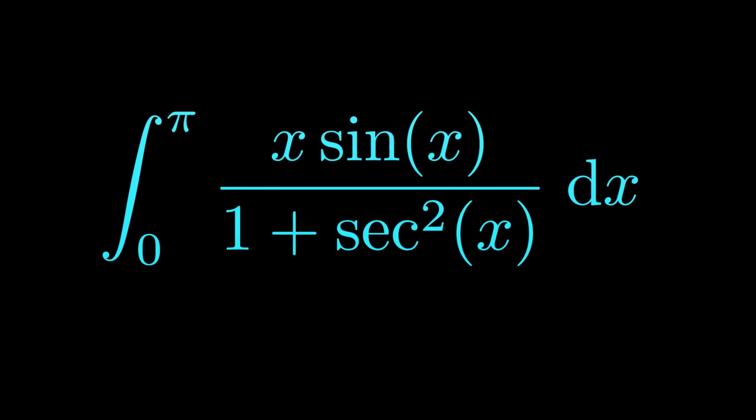Hey everyone, in this video what we're going to do is find the integral from 0 to pi of x sine of x divided by 1 plus secant squared of x dx using King's principle, or what it's more commonly known as, by changing the direction of integration.